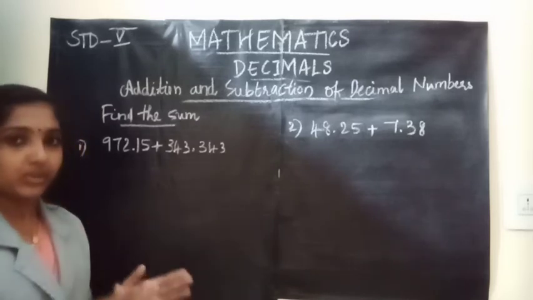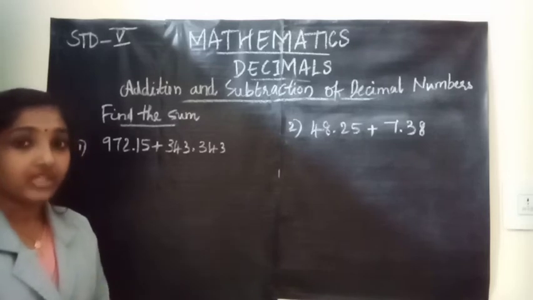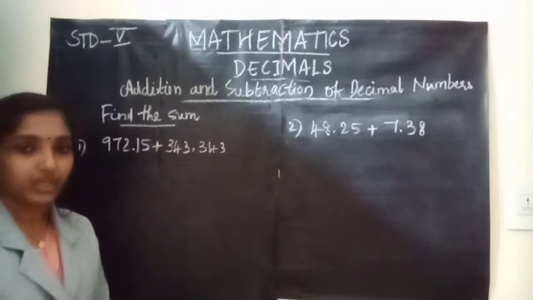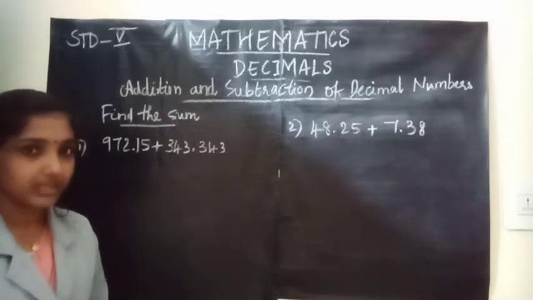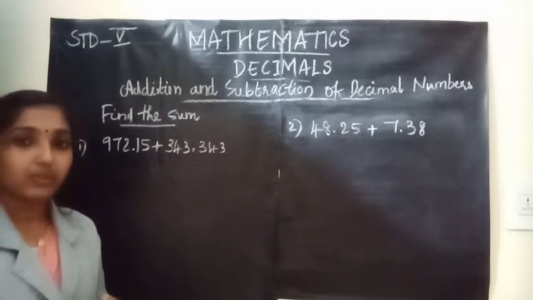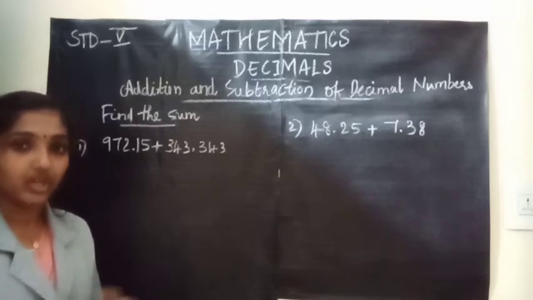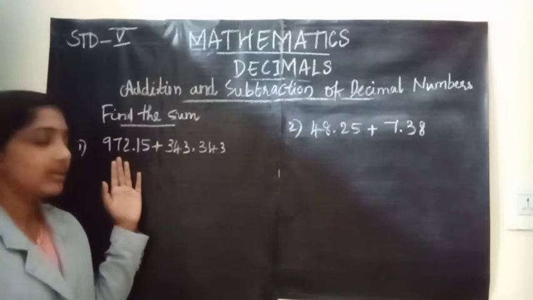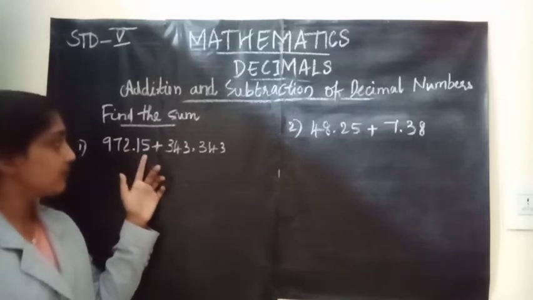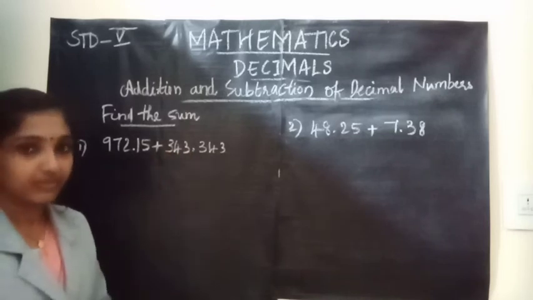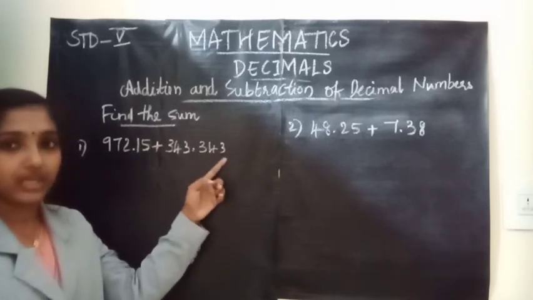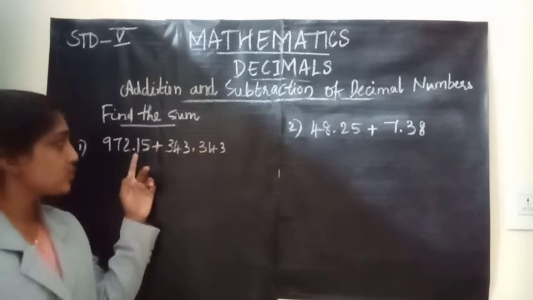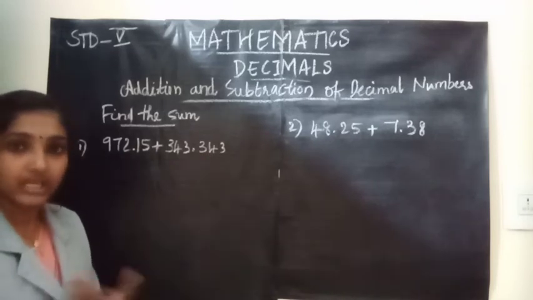So, when two decimal numbers are given for addition, our first step is to check whether those decimal numbers are like or unlike. We studied what are called like and unlike decimals, right? Do you remember that? Those decimal numbers with the same number of decimal places are called like decimals. So here our decimal numbers are 972.15 and 343.343. The first decimal number has two decimal places. The second number has three decimal places. So they are not like decimals.